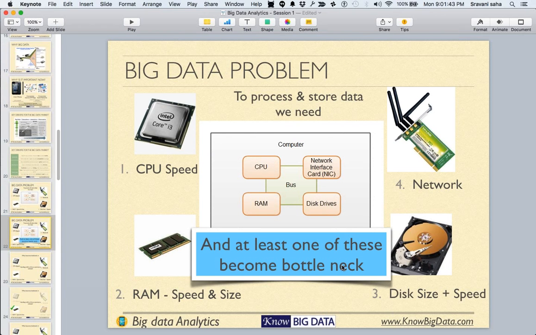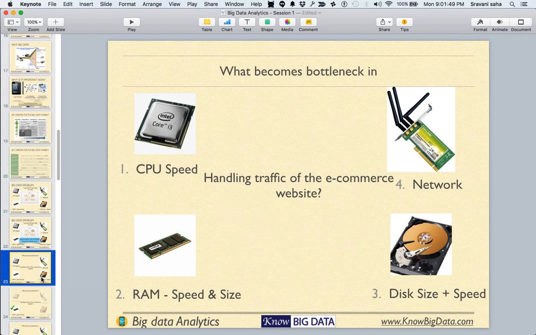All right. So very quick questions to all of you. Let's just understand. Handling the traffic of an e-commerce website, out of these four, which one or which all will become the bottleneck? Let's say you have a computer having these components, and this computer is handling the traffic of an e-commerce website. What if the traffic grows bigger? What are the things which will become the bottleneck out of the four? Anybody?